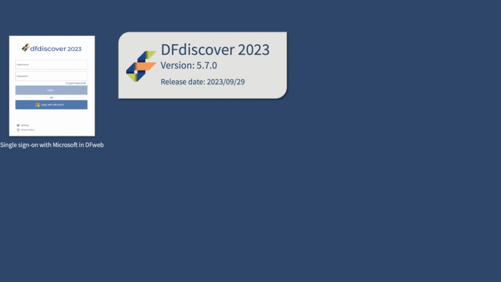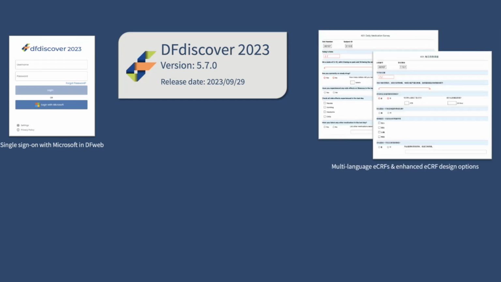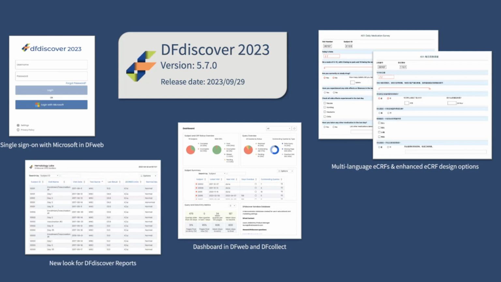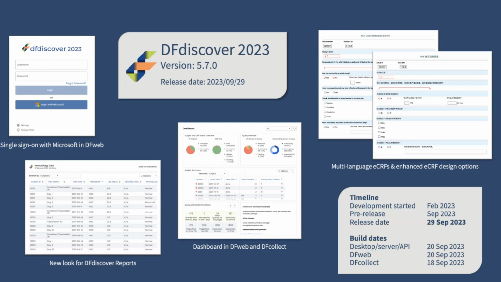I'm going to give you a quick look at some of the new features in version 5.7 before we get into more details. We've added single sign-on with Microsoft and DF Web. We've added support for multi-language eCRFs in DF Explorer and DF Collect, along with new eCRF design options. We've added a dashboard to both DF Web and DF Collect. And we have a new look now for the DFdiscover standard reports.